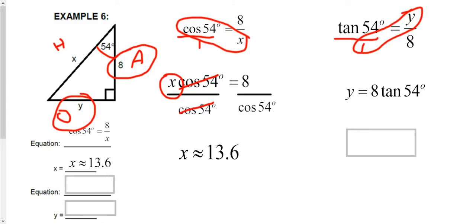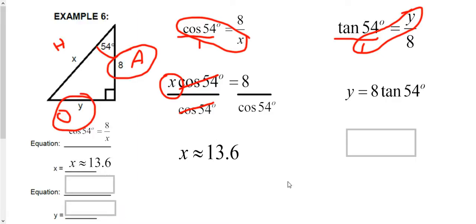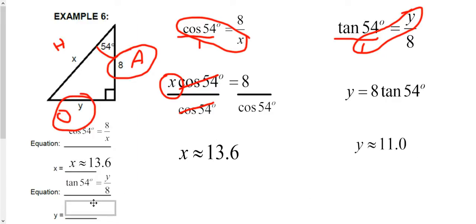So we pick up our calculator, put in 8 times the tangent of 54 degrees. And I get 11.0 and then a 1, so since that next number is a 1, we're going to leave it at 11.0. Okay? So again, the equation was tangent of 54 equals y over 8, and we ended up with 11.0.